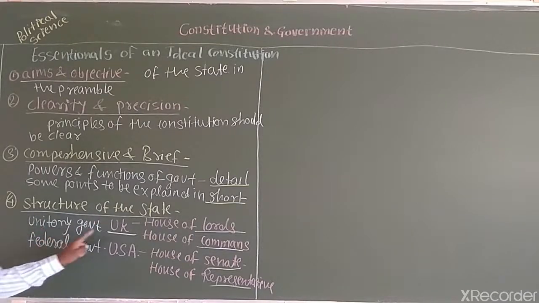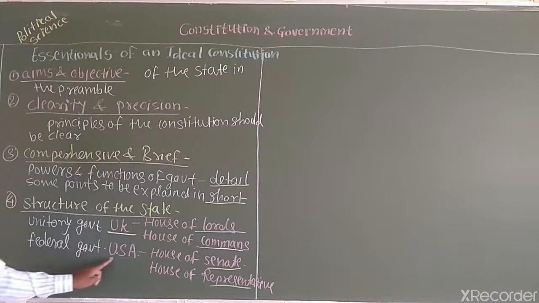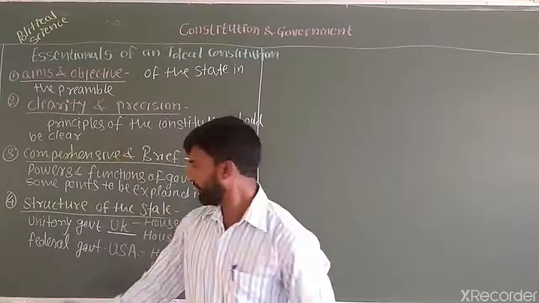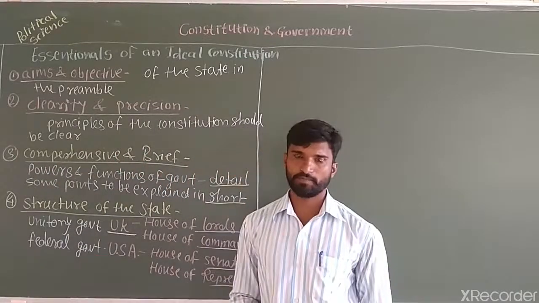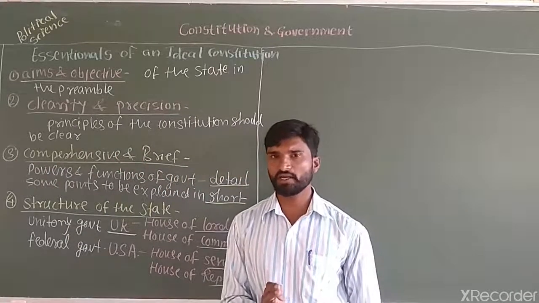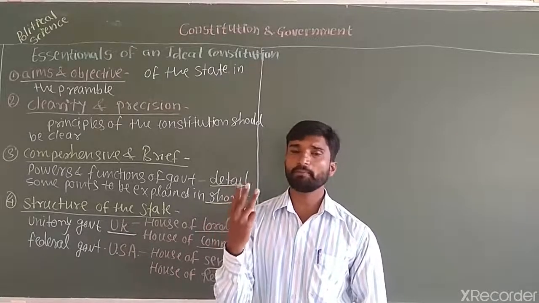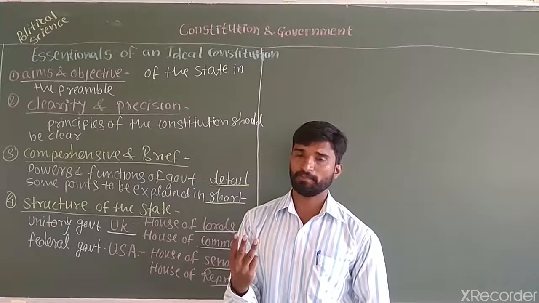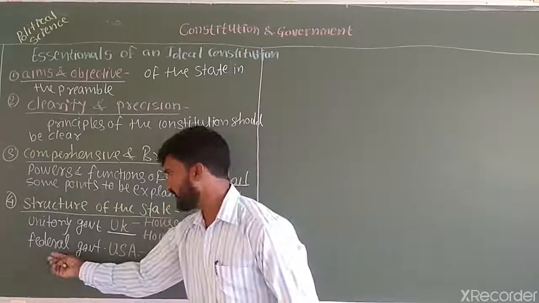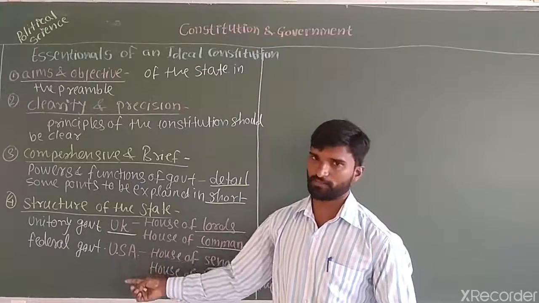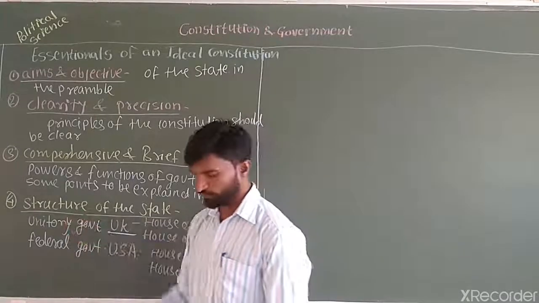If it is unitary, like the United Kingdom, and if it is federal, like the USA. India has adopted the federal system also, because in our country there is the central government, the state government, and along with that the Panchayat Raj. So India, like the USA, follows a federal government. So this is the fourth point.